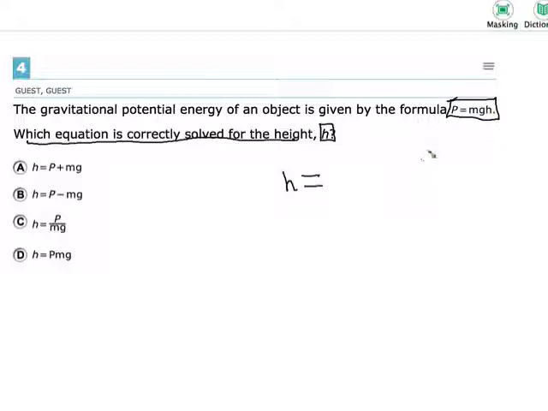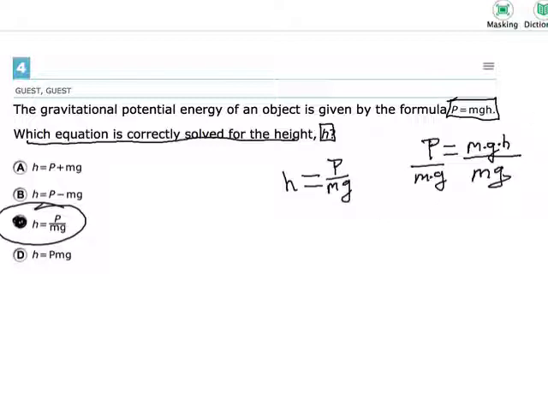So we need to get this h by itself. If we have P equals mgh, remember these are all times. When the letter's right next to itself, it's times. Well, we don't want this m times g times h, so we're going to divide by whatever we don't want. We're going to divide by both of those, divided by mg. And that gives us P over mg, which would be this one right here, c.